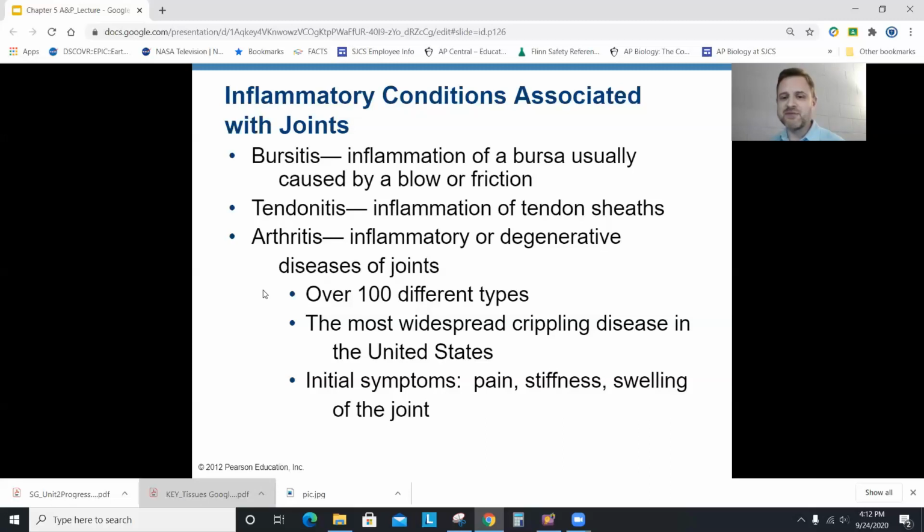Tendinitis would be the inflammation of the tendon sheaths. Remember, tendons connect muscles to bones. That can become inflamed. Arthritis is the inflammation of your joints, and there are many different types of arthritis. It's very, very common as you get older. It's very widespread in the United States. You get pain, stiffness, swelling.